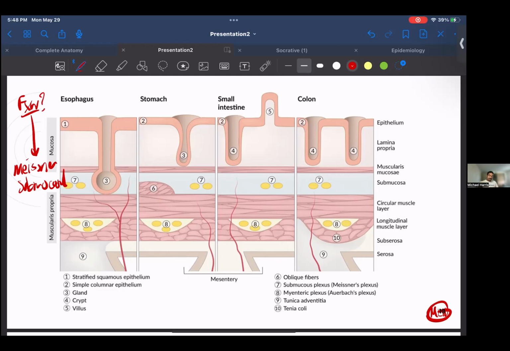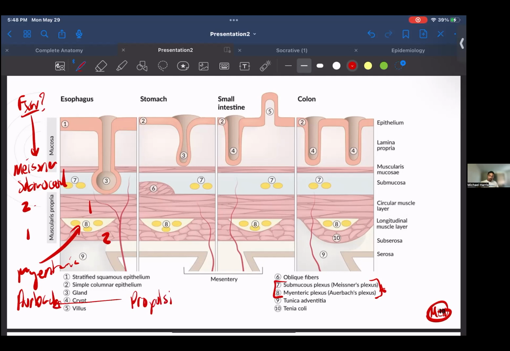Okay? Now, the muscularis propria is formed of two muscle layers, one being longitudinal, one being circular. Okay? Between these, you have the myenteric nerve plexus, also known as Auerbach plexus, which you see here, and this guy deals with propulsion. GI movement. Okay. So yeah, it deals with GI movement. Your autocorrect is really getting you today. But anyways, let's keep moving. So that's how the layers are broken down.